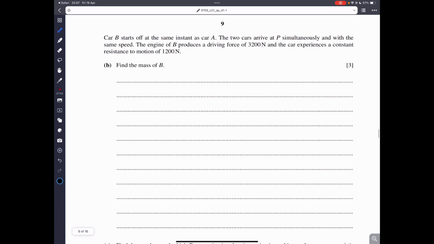Okay, this is the continuation. Car B starts off at the same instant as car A. The two cars arrive at P simultaneously and with the same speed. The engine of B contributes a driving force of 3,200 newtons.